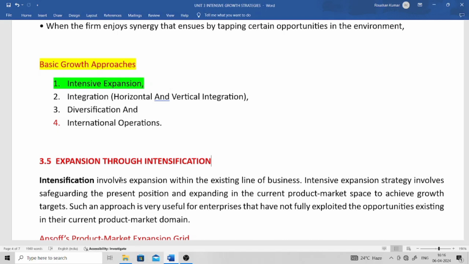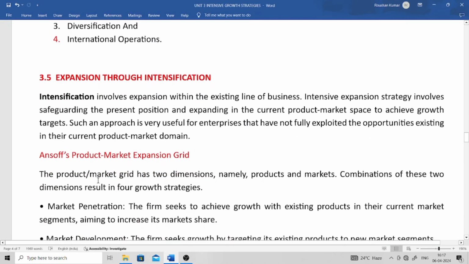Such an approach is very useful for enterprises that have not fully exploited the opportunities existing in their current product market domain. Okay, then you have Ansoff's product market expansion grid.